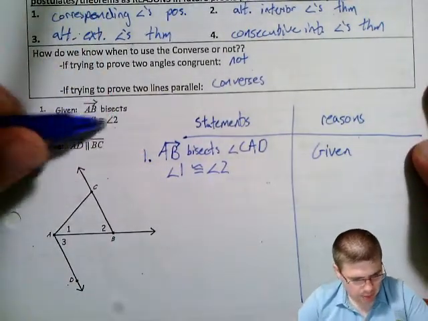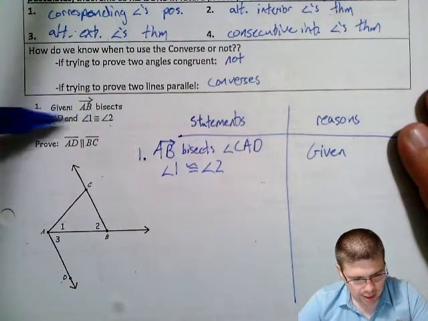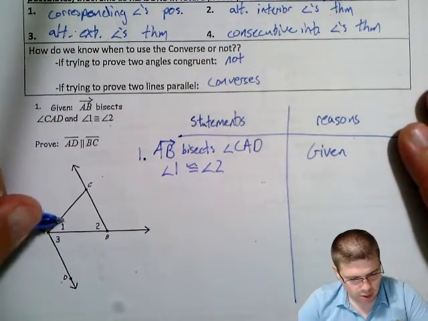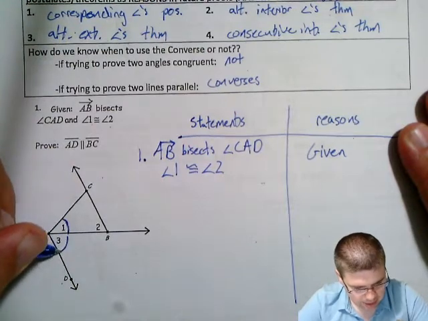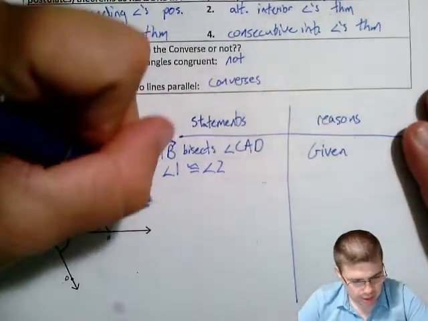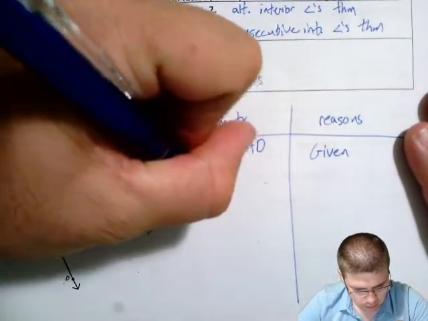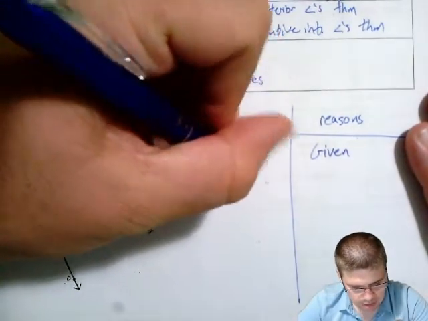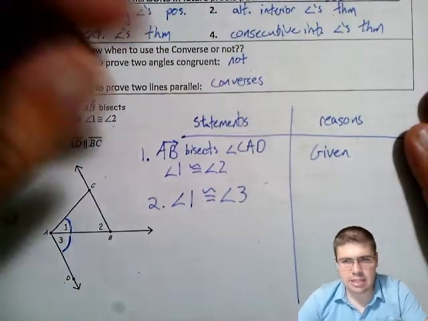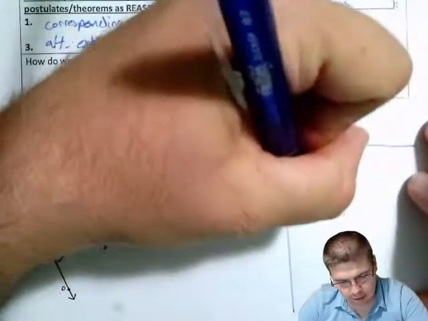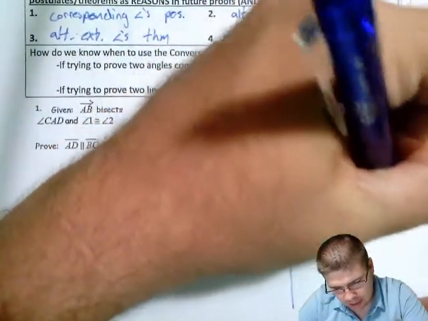The first step I would take here, and there are a couple different things we could do, but this bisector, if AB is bisecting this angle, we know that this angle is congruent to that angle. So I'm going to write that down. I'm going to say angle 1 is congruent to angle 3, but we need to justify that. We need to give our reasons, and that is the definition of an angle bisector.